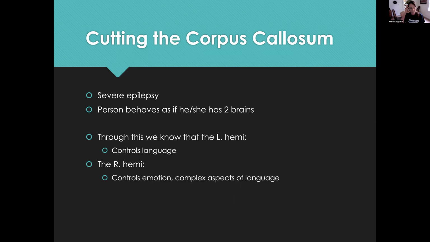Whereas the right hemisphere of the brain tends to control emotion and some of the more complex emotional aspects of language. So there's emotion in language, right? And without that emotion, the language would be rather dull. The way that I'm speaking would be really monotone if I didn't have emotion in it. So the right hemisphere seems to be involved in the emotional aspects of how we behave, and the left hemisphere, we know, controls the language.